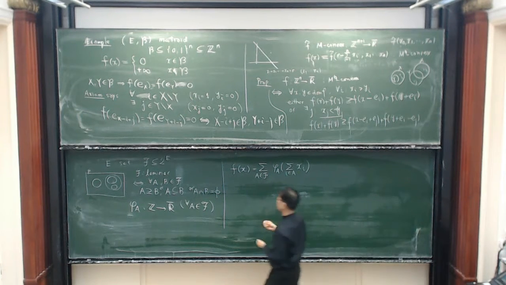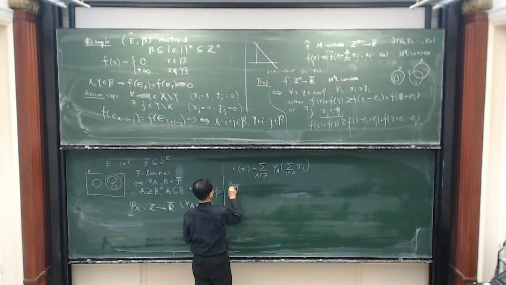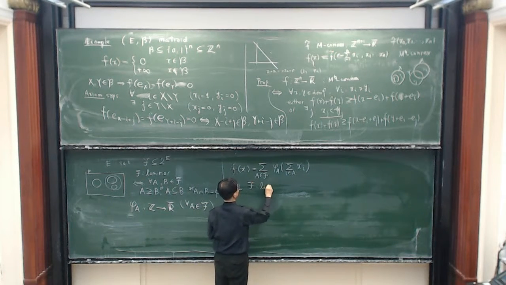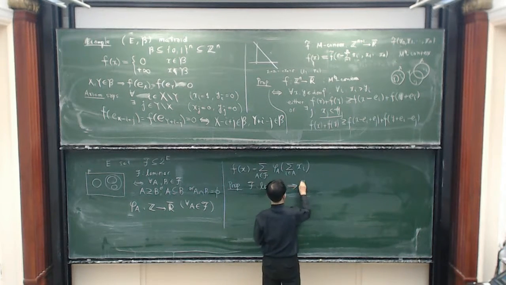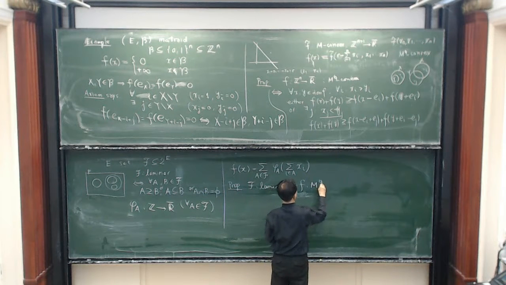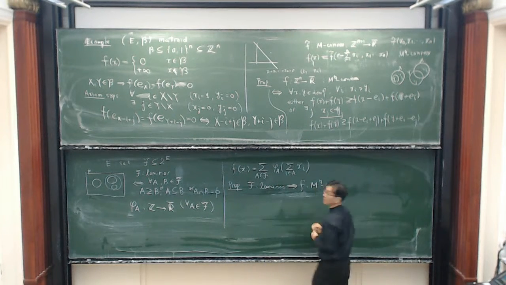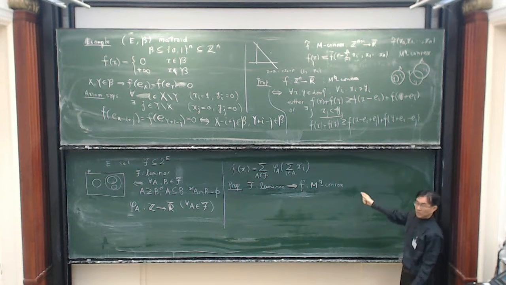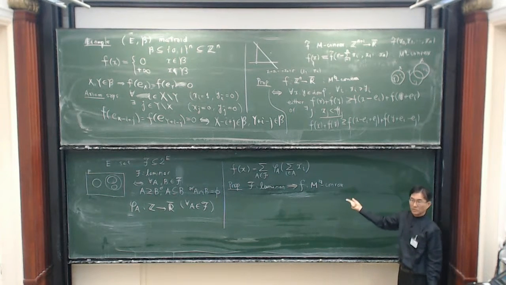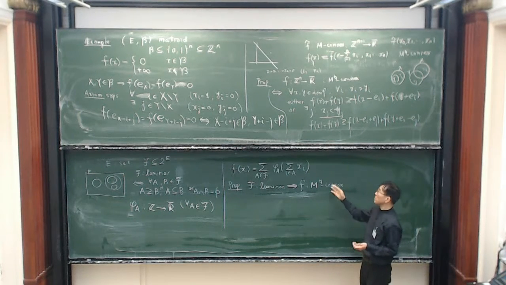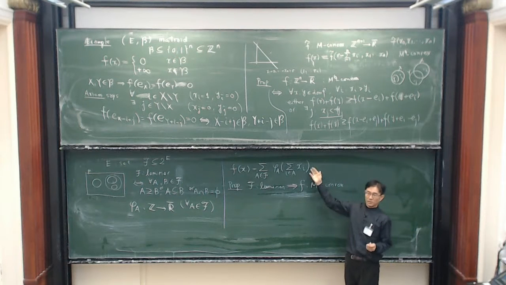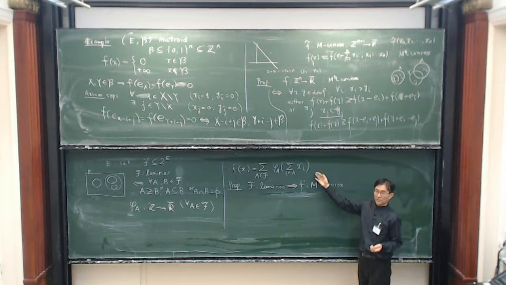The claim is that F laminar implies f is M natural convex. So this construction is very convenient. And actually, of course, there are M natural convex functions which are not in this form. But in applications, quite often, M natural convex functions arise in this way.